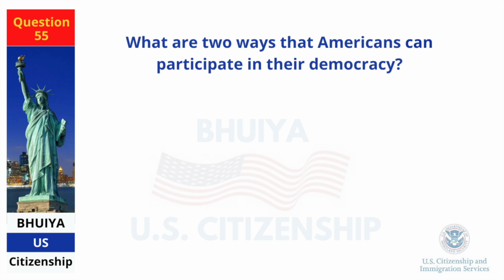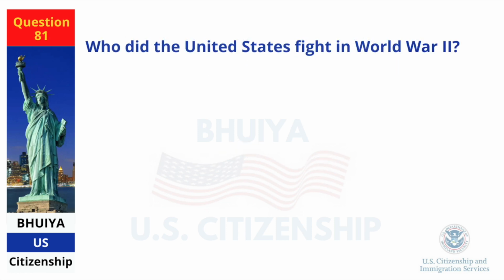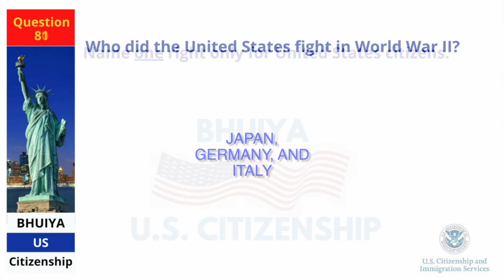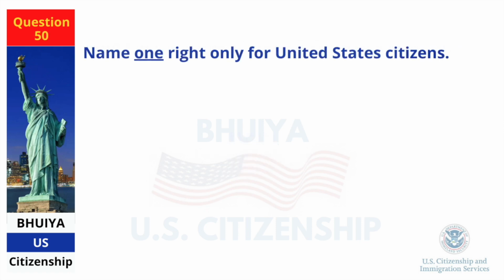What are two ways that Americans can participate in their democracy? Vote. Join a political party. Who did the United States fight in World War II? Japan, Germany, and Italy. Name one right, only for United States citizens. Vote in a federal election.